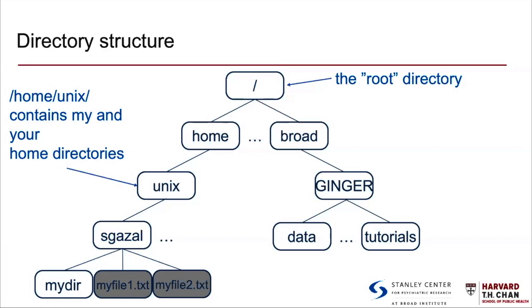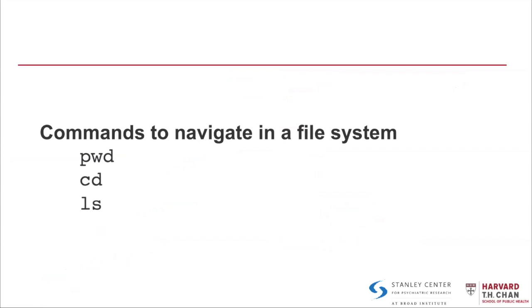and you're all going to have a personal directory in this /home/Unix directory. And then the second directory we're going to be interested in is the Ginger directory, which is in the broad directory. So here we're going to learn 3 commands to navigate in a file system: pwd, cd, and ls.